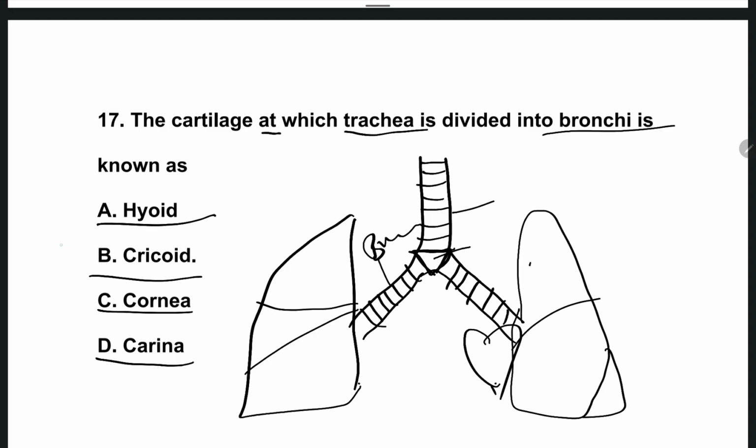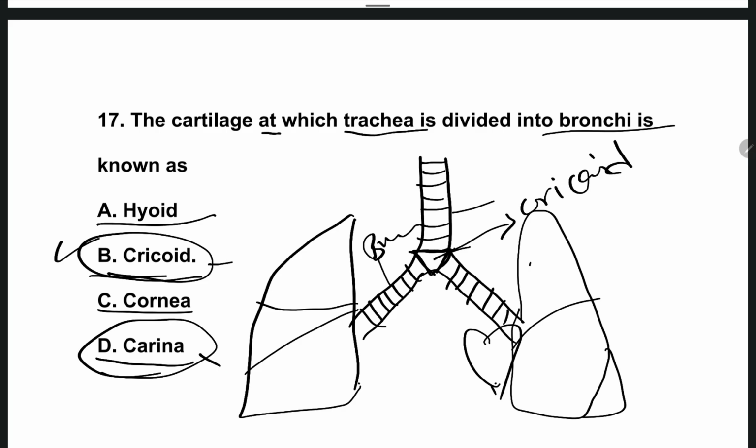The right one is option D, carina. So this bone is known as the carina. Okay, this is not Kareena Kapoor. This is Carina.